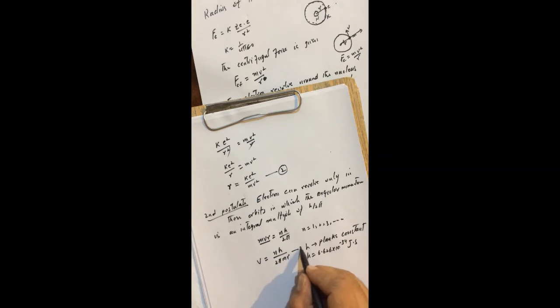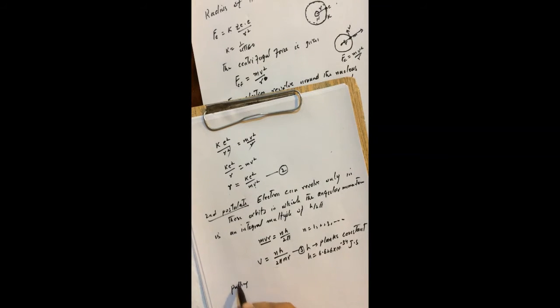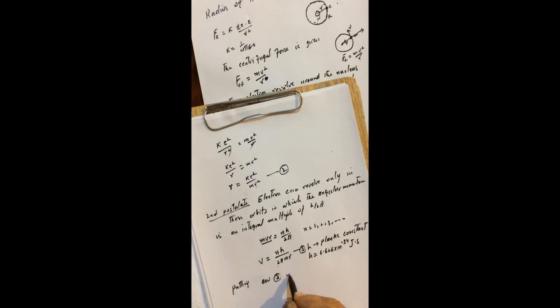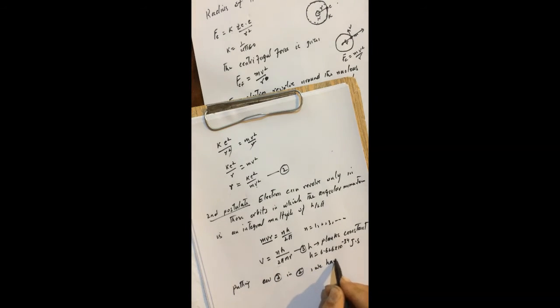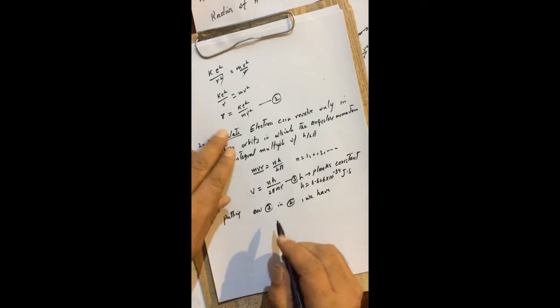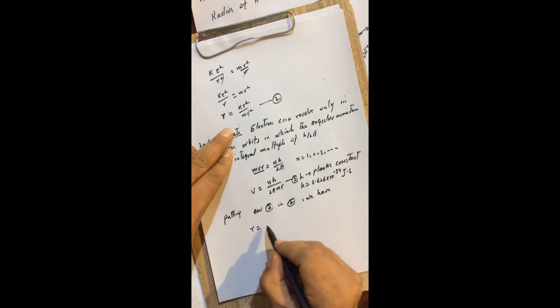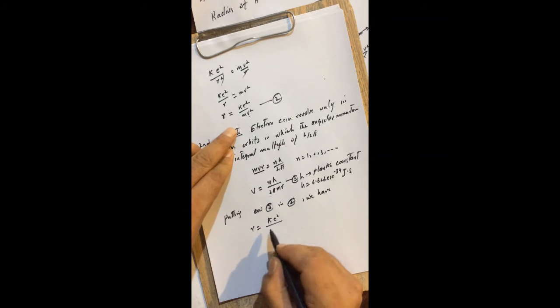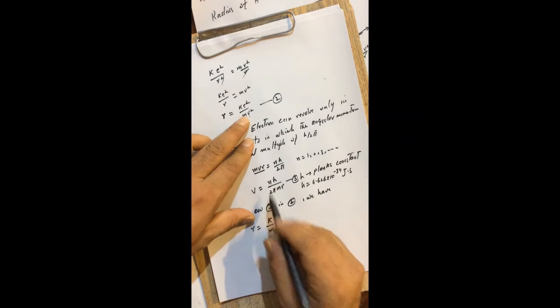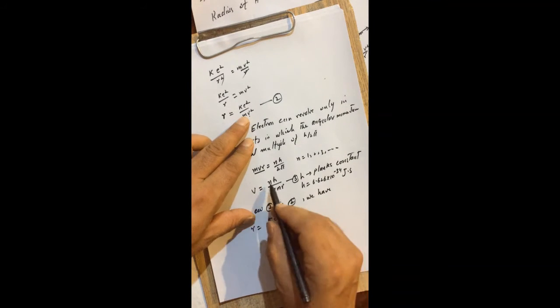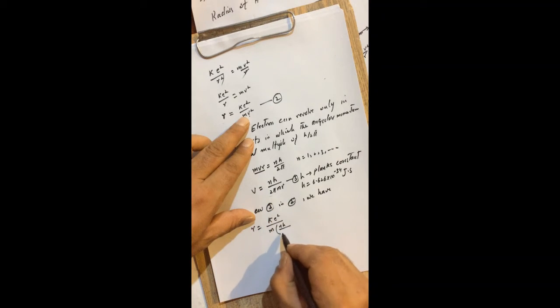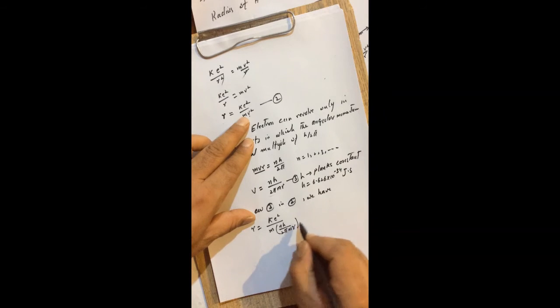Now this is my equation number 3. Here we have velocity in equation number 2, and we calculated the value of velocity here. So if I put equation 3 in equation 2, we have r equal to k e square divided by m, and we have v square, and the value of velocity is nh over 2 pi mr, so I take the square of this whole term.